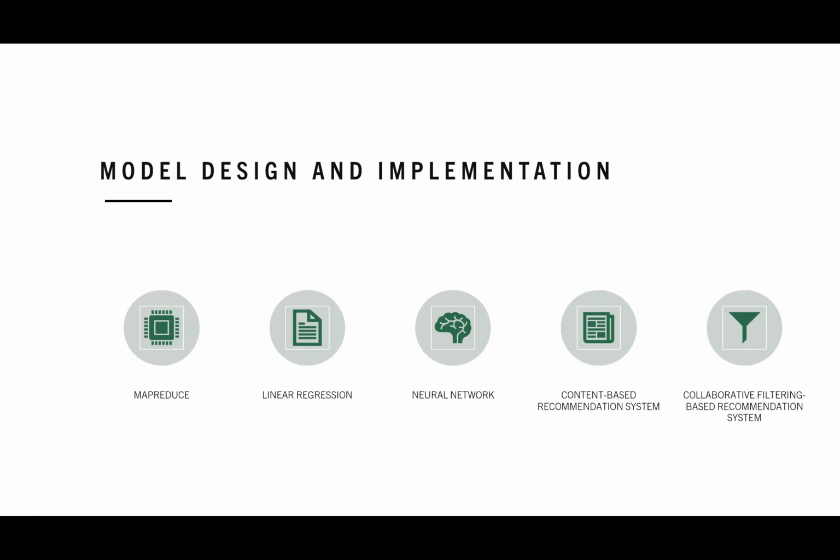For the model design and implementation, we will be using 5 models or systems to help Polytube. The first one is MapReduce. The second is linear regression. The third is the neural network. The fourth will be the content-based recommendation system, and the last one is the collaborative filtering-based recommendation system.